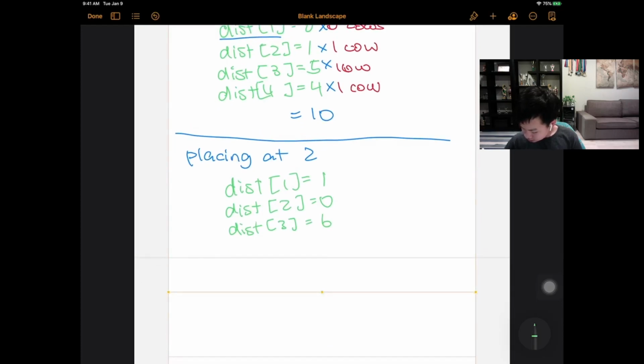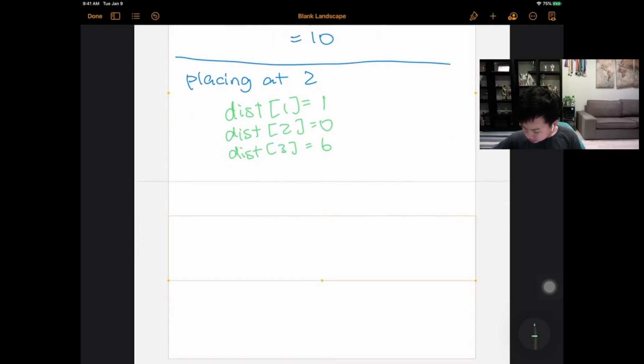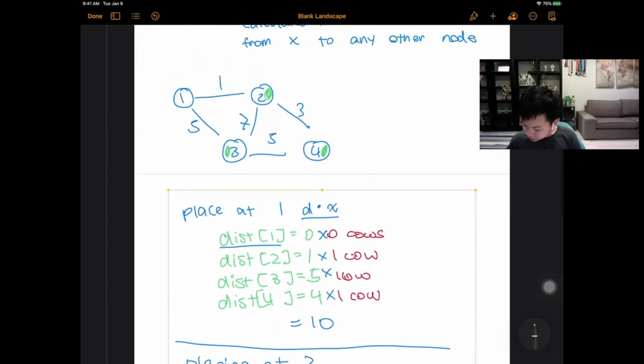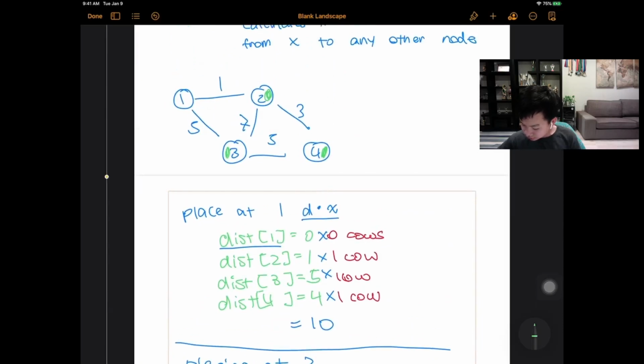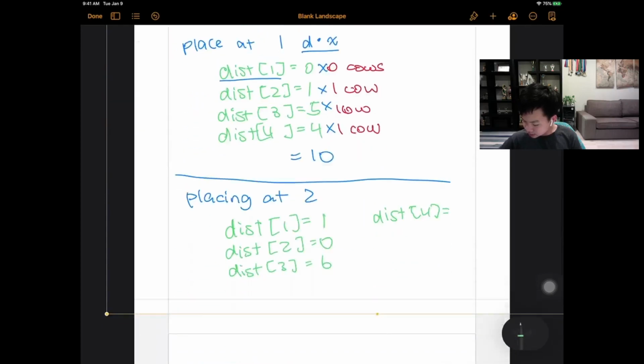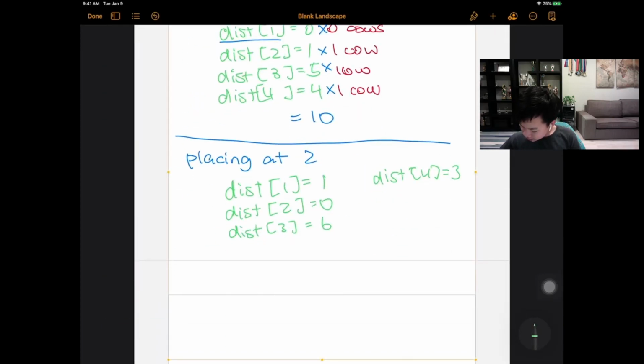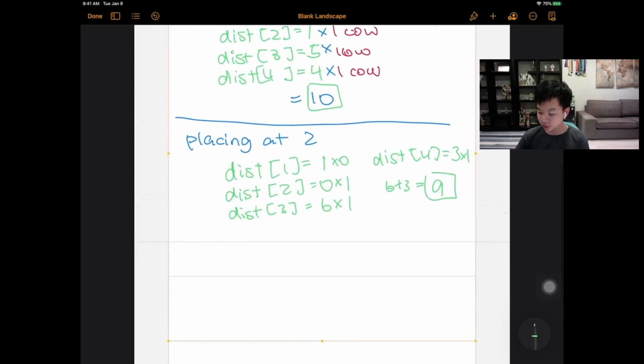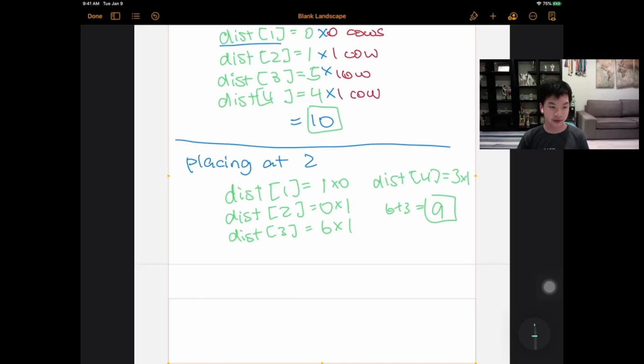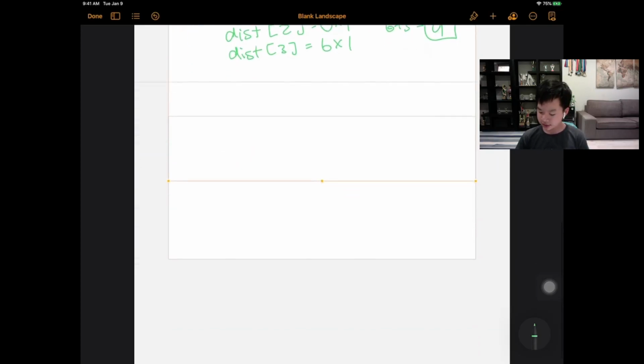And let's just write it here. So distance 4 would be equal to a total of 3 units of distance. So again, you would multiply this by 0, by 1, by 1, by 1, and you would end up with 6 plus 3, which would be equal to 9. So again, you see that, whoa, that is a better answer than placing it at 1. So you may want to update your answer.